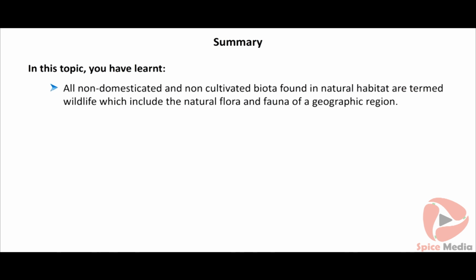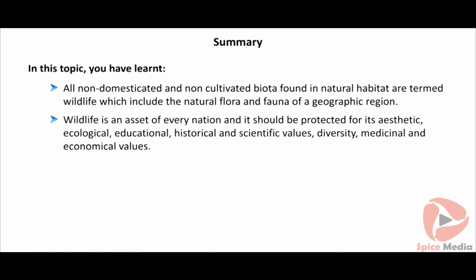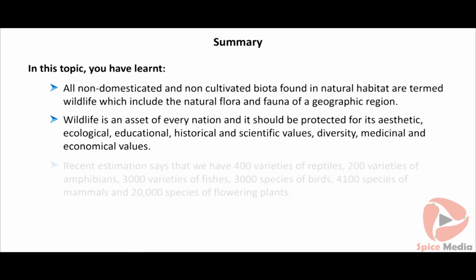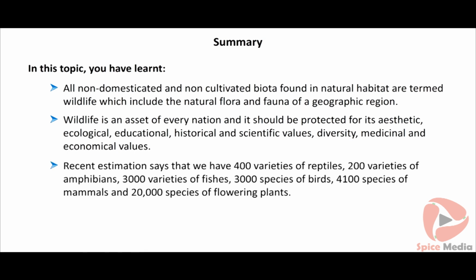In this topic, you have learned all non-domesticated and non-cultivated biota found in natural habitat are termed wildlife, which include the natural flora and fauna of a geographic region. Wildlife is an asset of every nation, and it should be protected for its aesthetic, ecological, educational, historical, and scientific values, diversity, medicinal, and economical values. Recent estimation says that we have 400 varieties of reptiles, 200 varieties of amphibians, 3,000 varieties of fishes, 3,000 species of birds, 4,100 species of mammals, and 20,000 species of flowering plants.